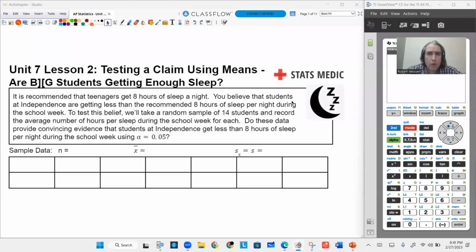Welcome, guys. We're going to be going over how to conduct a one sample t interval for mu. This is going to be Unit 7, Lesson 2 in our AP Stats course. Let's go ahead and name the test a one sample t-test. If I said interval, my apologies. It's a one sample t-test. And that's going to always be for mu.